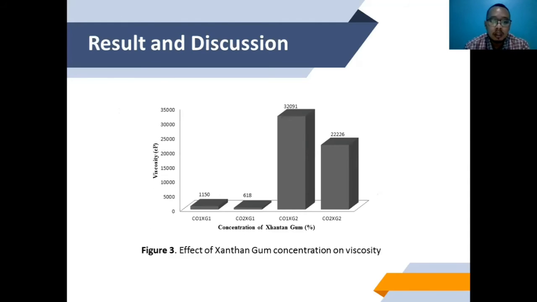Next, Figure 3. Figure 3 shows a trend towards an increase in the viscosity of canola oil emulsion with increasing xanthan concentration. The increase in viscosity is due to the nature of the xanthan, which is completely dispersed in water, so that with increased concentration of xanthan, the emulsion will be thicker.